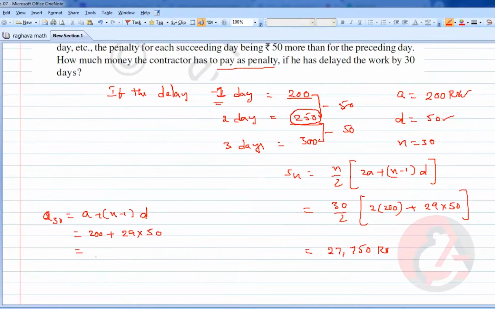But I want the total for 30 days, how much you have to pay. That means the first day 200. If you delayed by 2 days, 450. If it is delayed by 3 days, 750 rupees. If it is delayed by 4 days, 350 plus 750, so that is 1100 rupees. Like that, for a 30 day delay, how much do you have to pay? That is 27,750 rupees. See, understanding the question is very important.